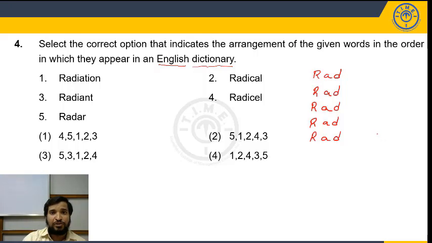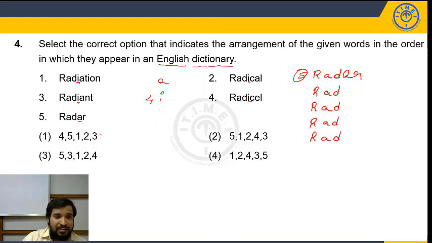Now compare the 4th letter. What's the 4th letter we have in radiation? I. In radical, I. Radiant, I. Radical, I. That means in 4 words we have I. And in the 5th one, the 4th letter is A. So as per English alphabetical order, first we have to get A. Then next you will get I. So the first word as per the alphabetical order will be radar, that is 5. The first word is radar.